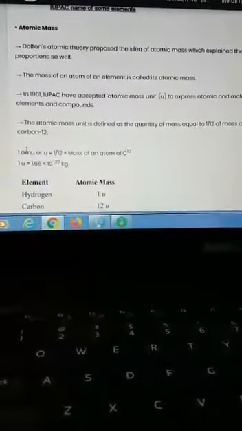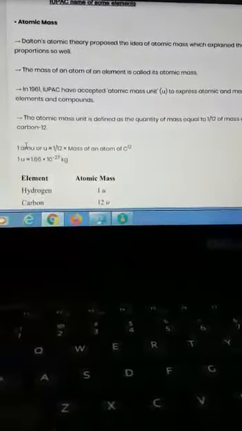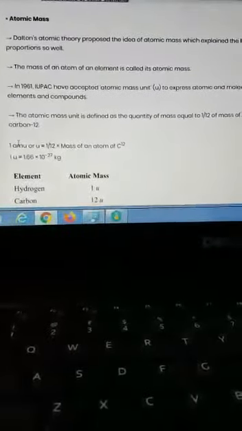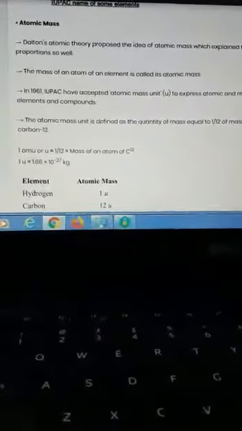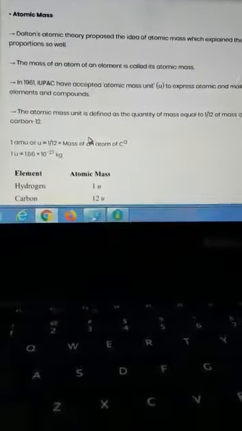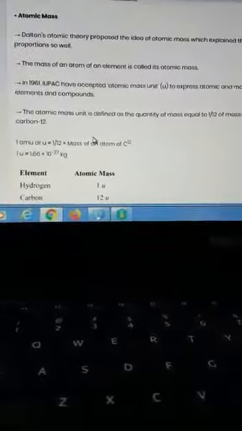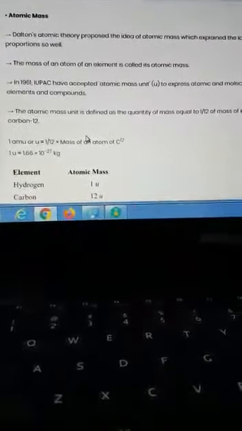Hello everyone, today let us start with the topic atomic mass. How to calculate the mass of atoms. Already we learned about atoms and molecules. Now today we will see how to find the masses of atoms. Since the size of the atoms is very small, we cannot see them with our naked eyes.